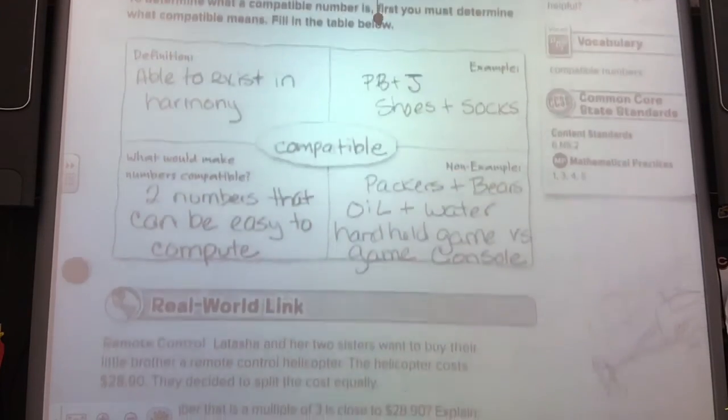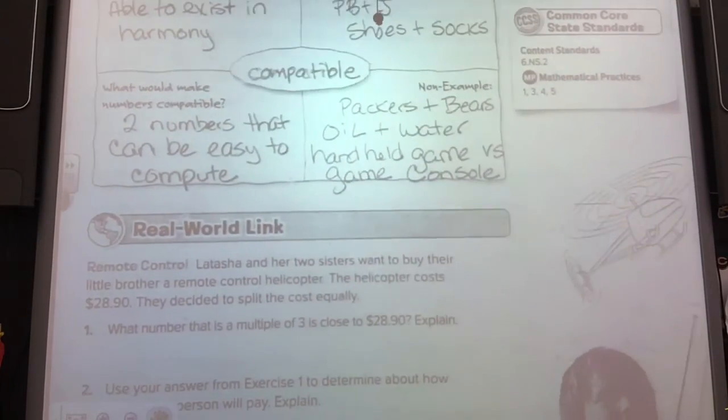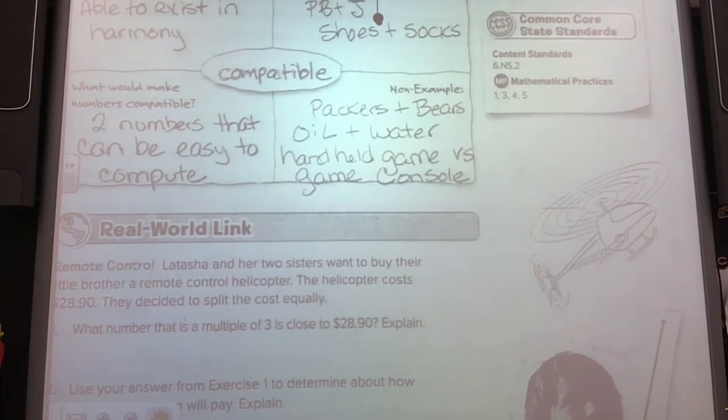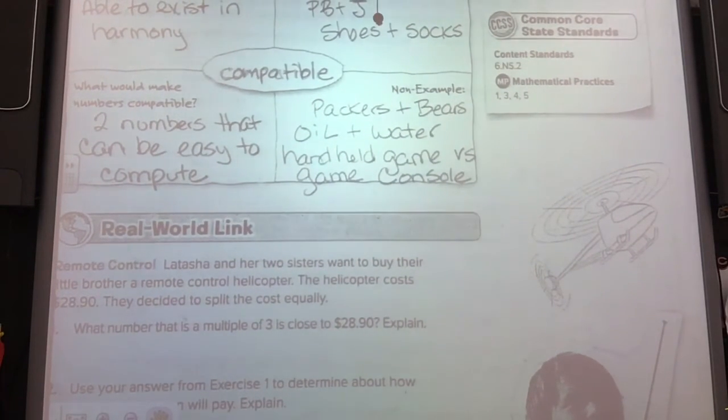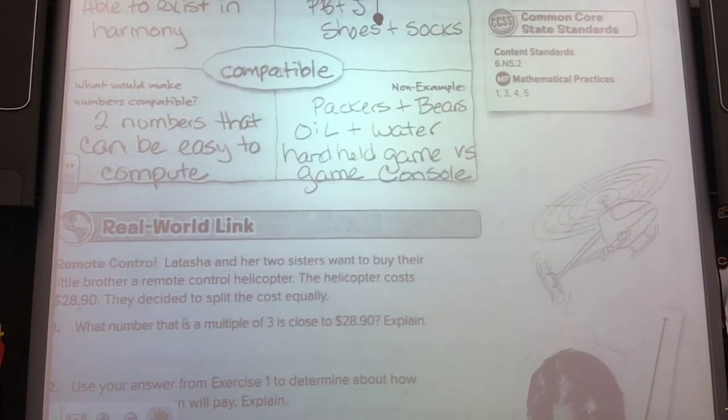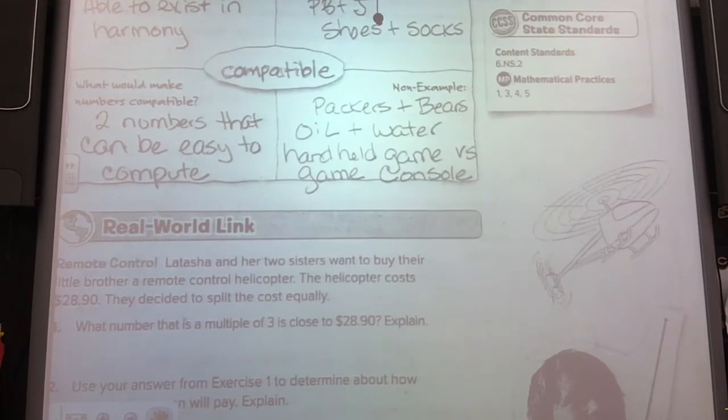All right, we're going down to our real world link. I'm going to leave this up in case some of you are still writing. Hopefully you can see it from there. I tried to get that cord out of your way. It says, a remote control. Latasha and her two sisters want to buy their little brother a remote control helicopter. The helicopter costs $28.90. They decide to split it equally. What number that is a multiple of 3 is close to $28.90?